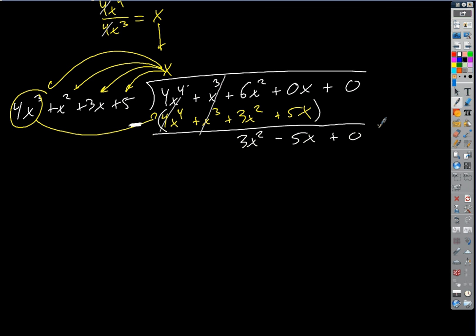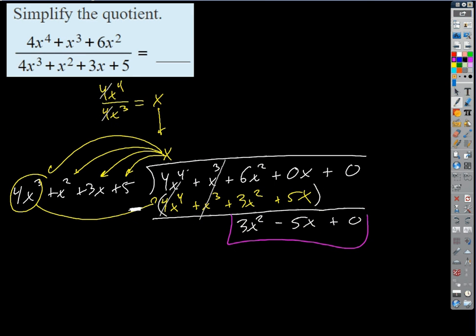Okay, you got it, right? So now, does 4x cubed divide into 3x squared? No. It doesn't, right? As soon as the power of x down here is smaller than the power of x up there, we're done. Can't go any further. And so that was pretty quick. That's our remainder.